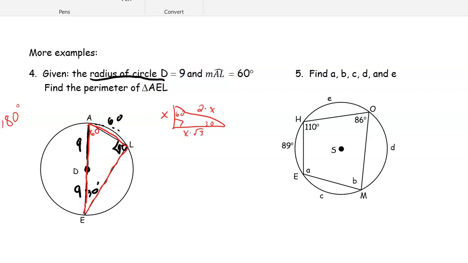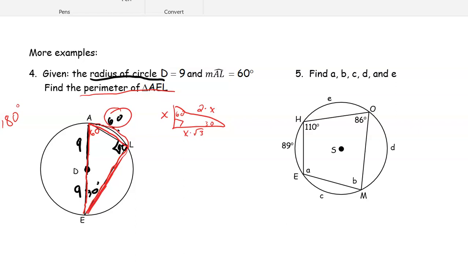All right, so, oh, I'm making this too hard, am I? Yeah, we already have this answer, right? We're looking for arc AL here. So that's going to be 60. Sorry. I was making that way too hard. Oh, no, I'm not. We're looking for the perimeter of triangle AEL. Okay, so we're looking for the perimeter of this triangle inside.